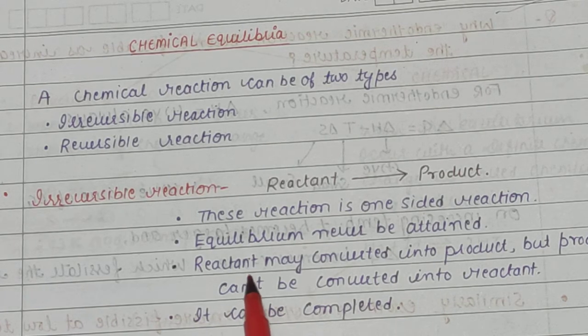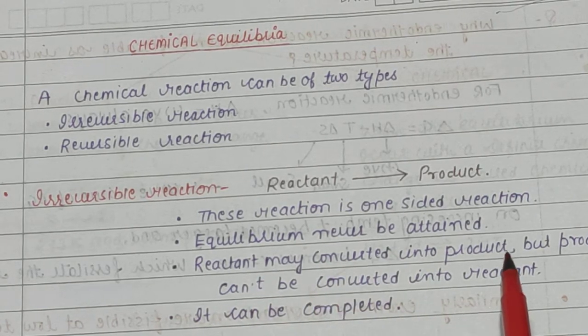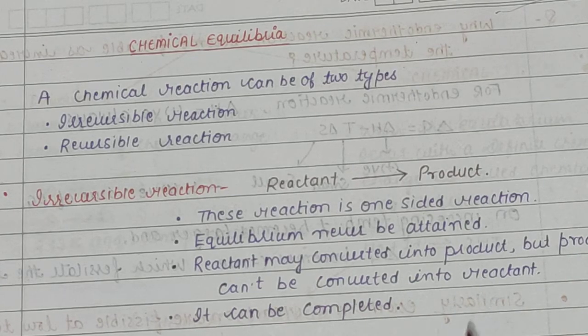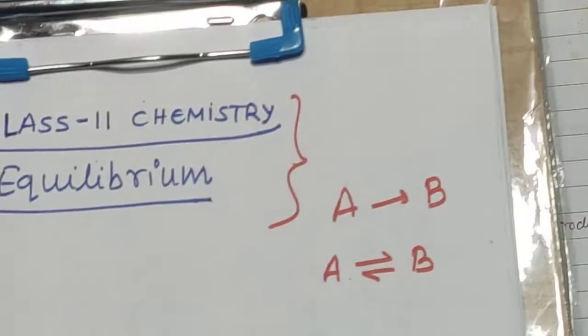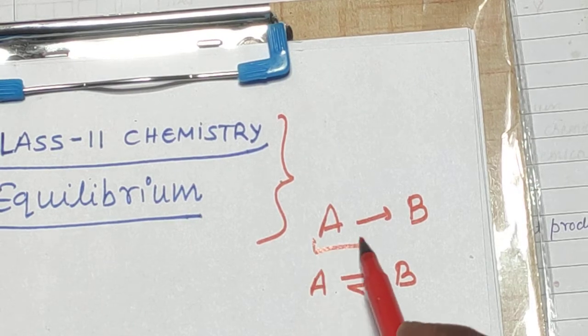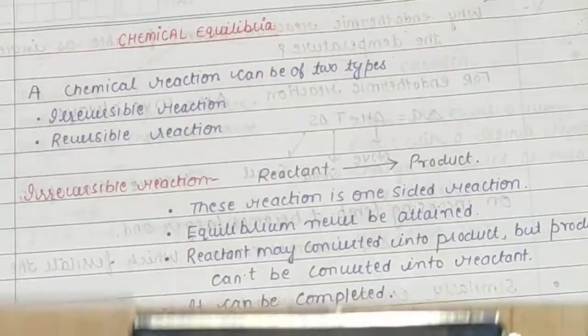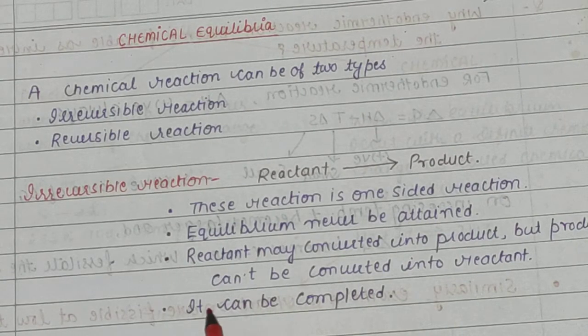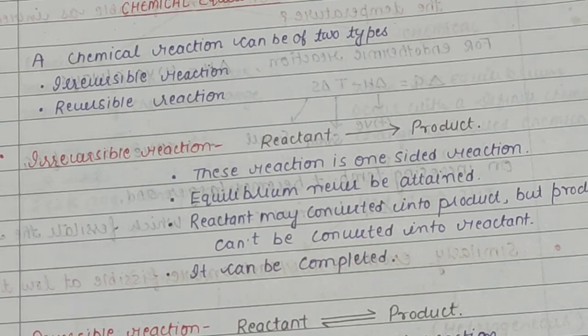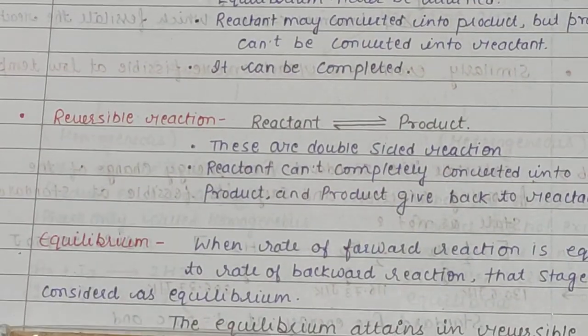The second one is reactants may convert into product, but product cannot be converted into reactants. This is the example: if A is converting into B, B cannot be converted into A. So this is the point. Next, the irreversible reaction can go to completion. So next we have to understand what is a reversible reaction, student.